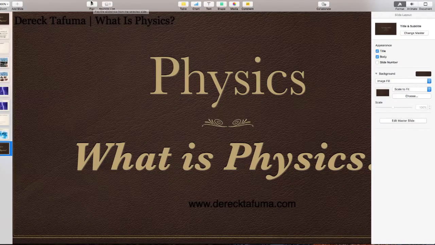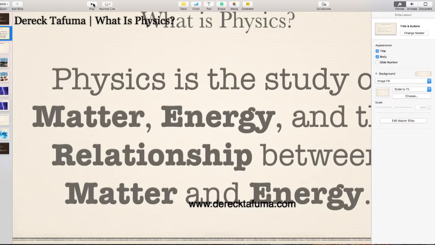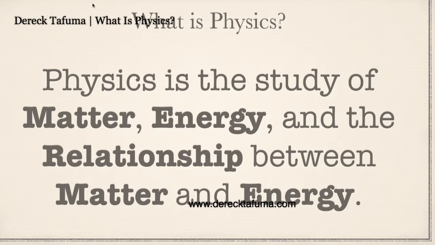So first of all, I think I was on the last page, so let me do this and try again. So what is physics? Physics is the study of matter, of energy, and the relationship between matter and energy. So that is the basics of the definition. It is a lot more comprehensive than that, but just for those people that would like to at least understand the basics of the subject.